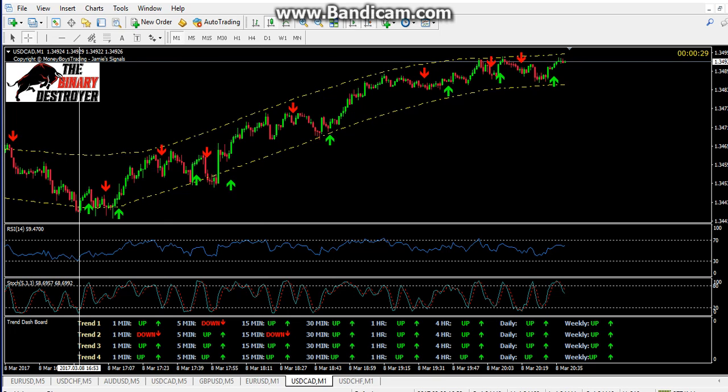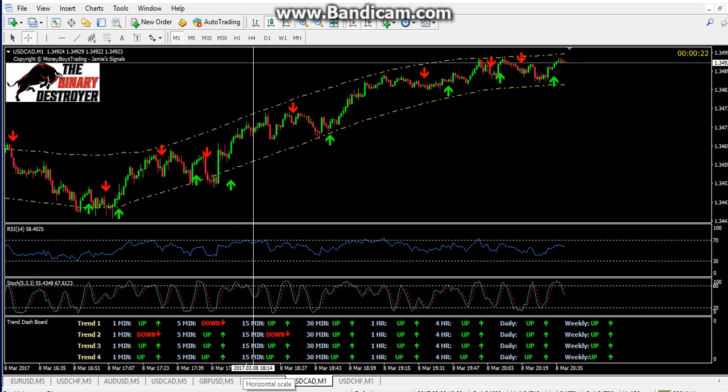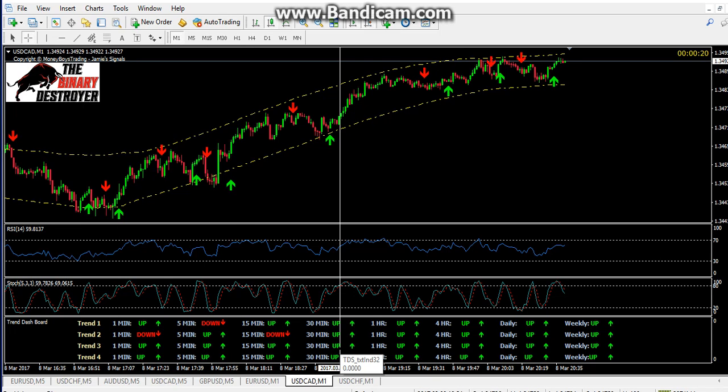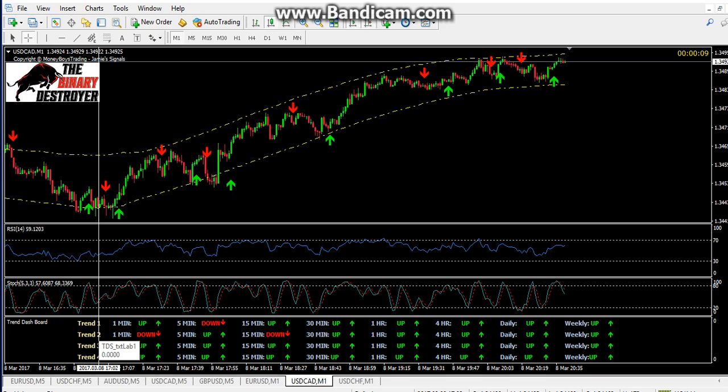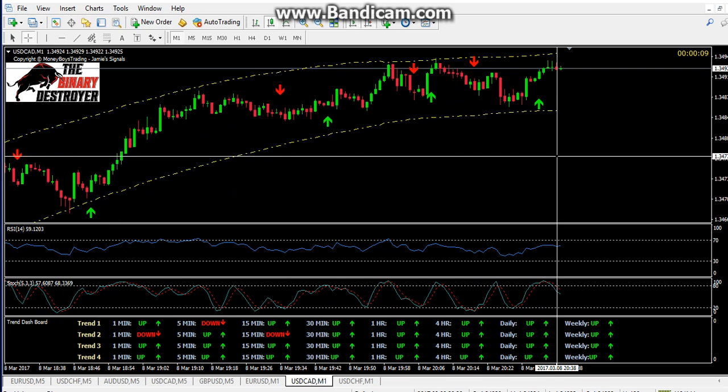The trend 1, 2, 3, and 4 basically means, how do I explain it? When all 4 of them are green, it's in an uptrend. When all 4 of them are down, it's in a downtrend. When trend 1 and trend 2 are up and trend 3 and 4 are down, it tends to be going sideways, ranging.